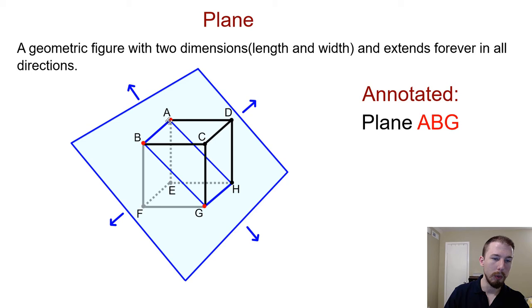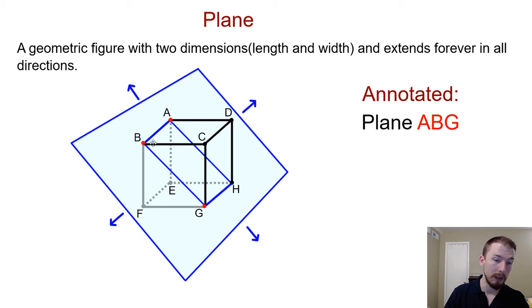You can see the three points here, A, B, and G, are the three points that we're going to use to define the plane as plane ABG. We can choose any three points that are on the plane. They just have to be non-collinear points, otherwise the plane is allowed to rotate 360 degrees and is not well defined.